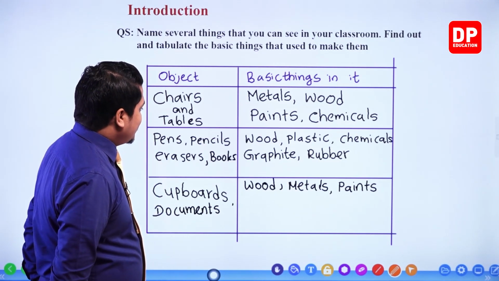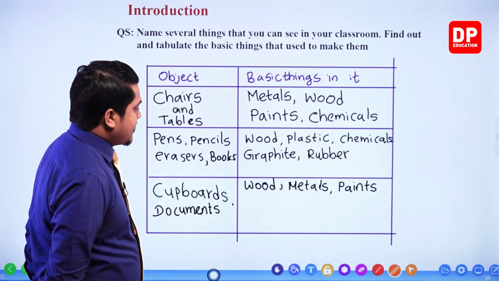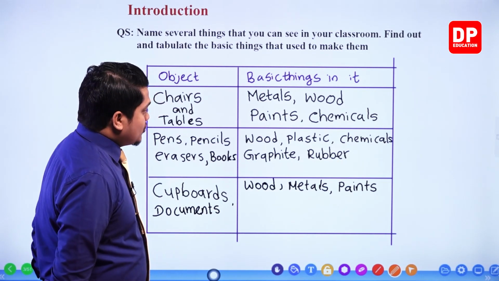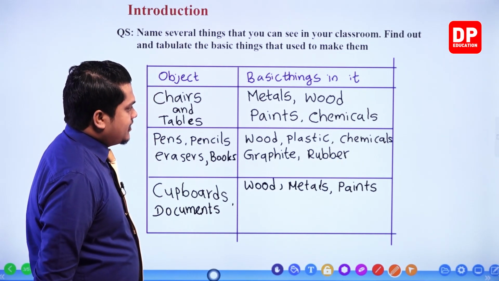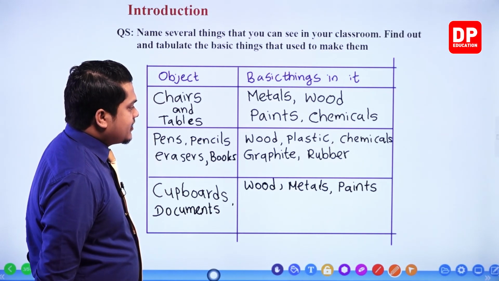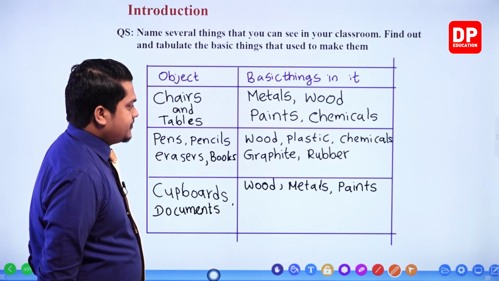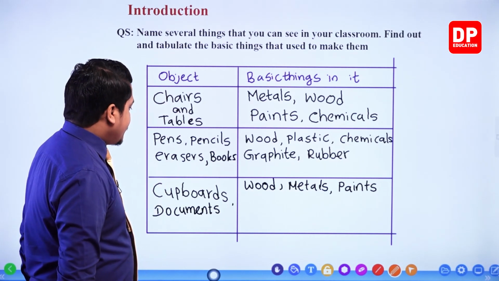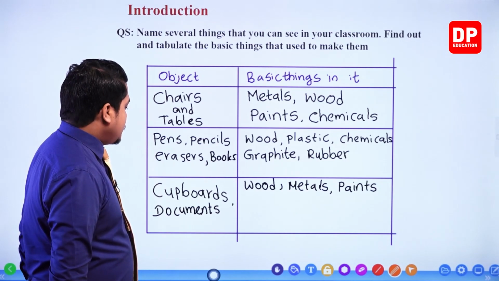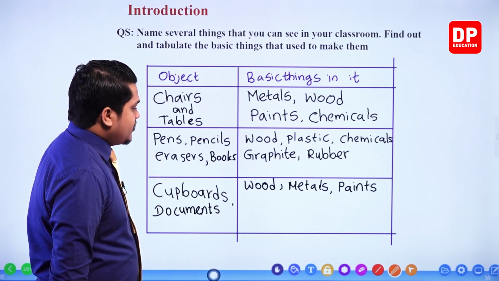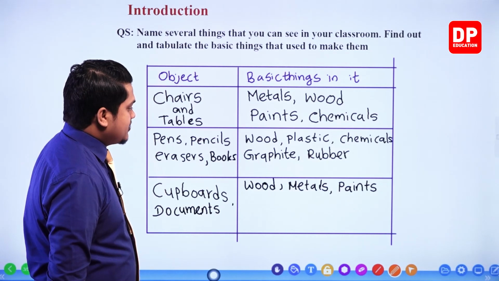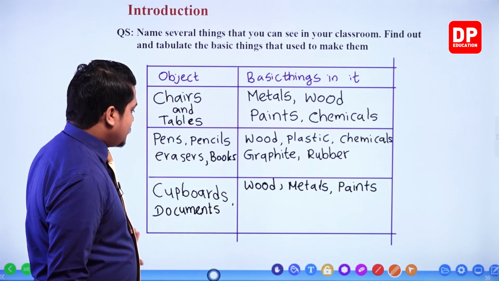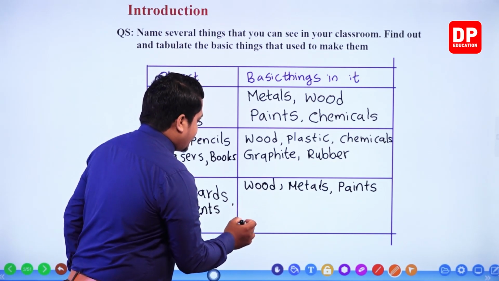Then my dear children, pens, pencils, erasers, books, kinds of stationery items, right? Definitely you can observe these things in your classroom, right? So those things are made up with wood, plastic, different kinds of chemicals and graphite for sure and rubber, right? We use these kinds of things to create stationery items. Then cupboards and some documents. So we use in here wood, metals, paints, right? And my dear children, when you are preparing documents, you know that we use trees also, right?